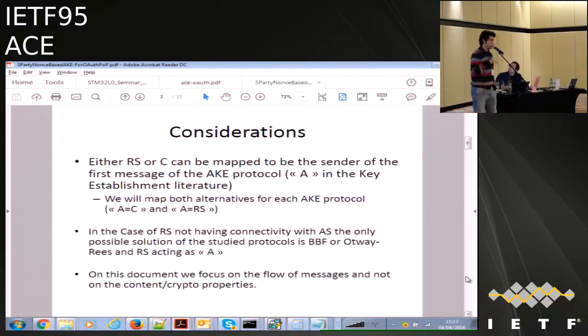So in this slide, I only focus on the flow of messages to analyze which ones are viable, and we can probably adapt them to a proof of possession token. Can we pass to the next slide?